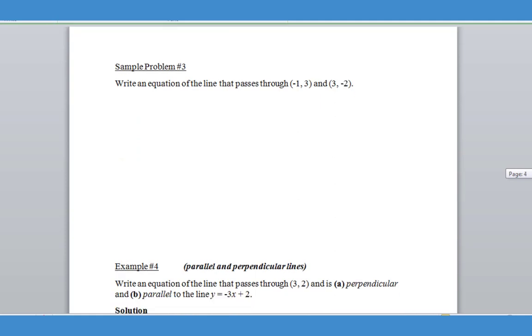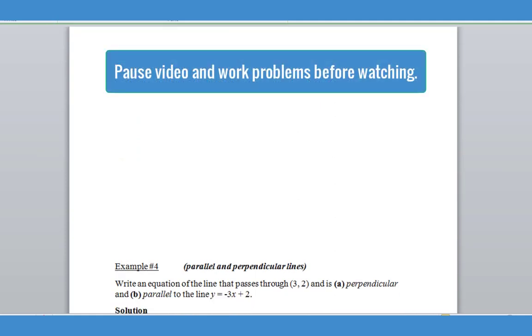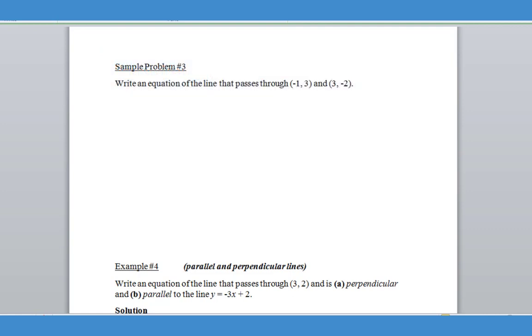So let's take a look at an example. Sample problem number 3. Just go ahead and pause the video and work that particular problem on your own. So first things first, I recognize that I'm not dealing with an intercept anywhere. So I'm going to have to find the slope first.